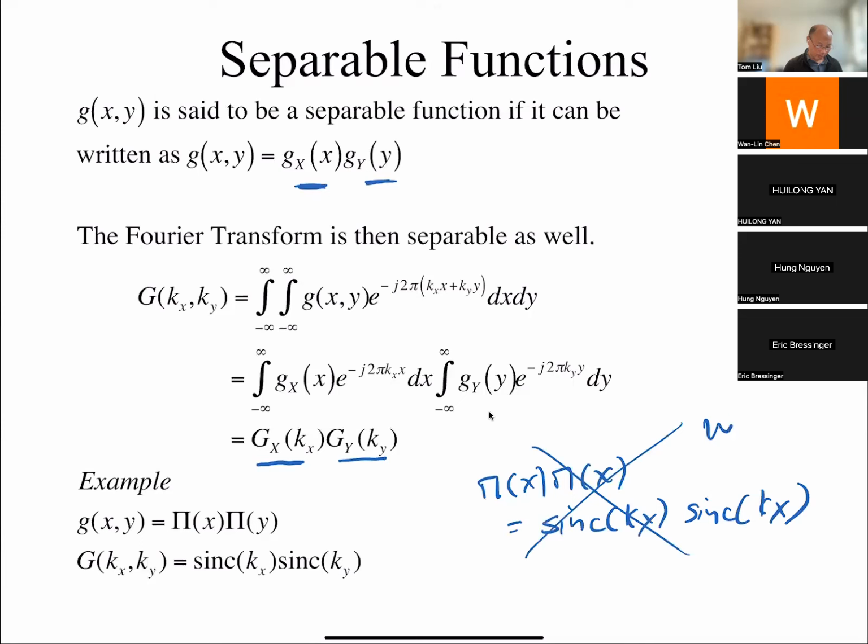This is wrong, okay? Because these are both x's, so there's no separability there. And in fact, we're going to have to use a different theorem for that. So this only works if you have a function of x and a function of y, not two functions of the same variable, okay? So just keep in mind that this is very wrong, okay?